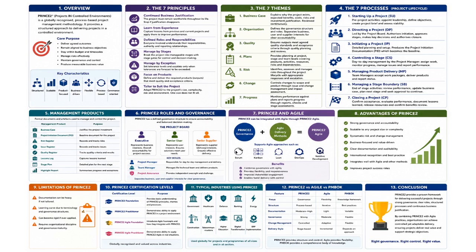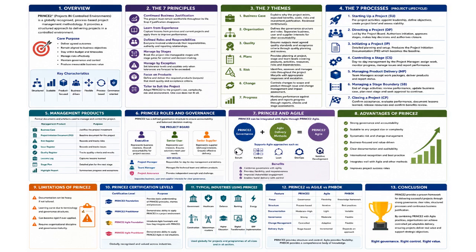The next section highlights the 7 processes, which describe the PRINCE2 project lifecycle from start to finish. The lifecycle begins with starting up a project and progresses through directing, initiating, controlling stages, managing product delivery, managing stage boundaries, and finally closing the project. These processes provide a structured roadmap for effective project delivery and governance.